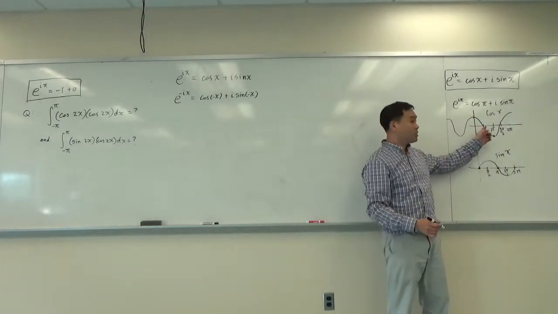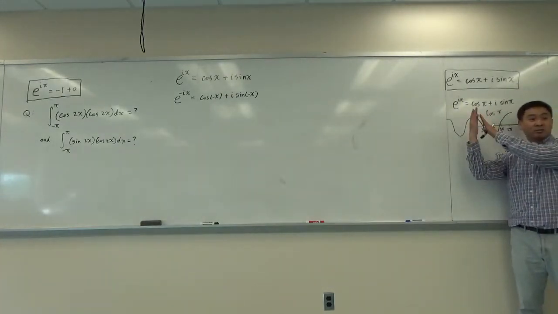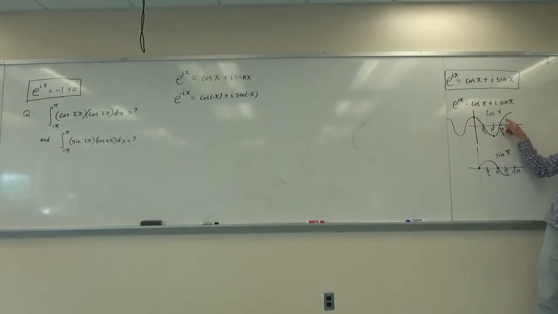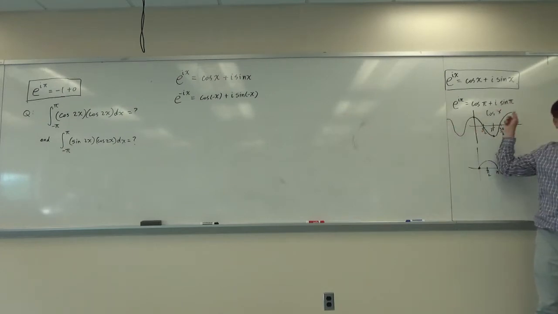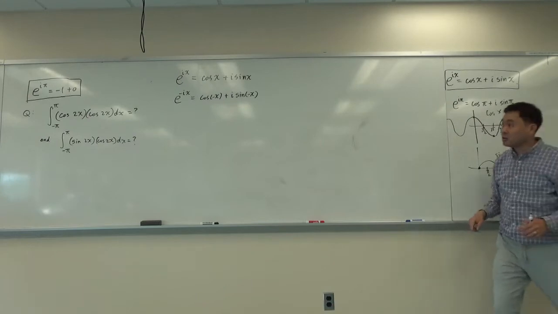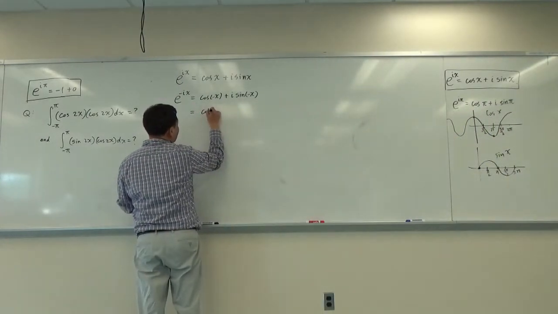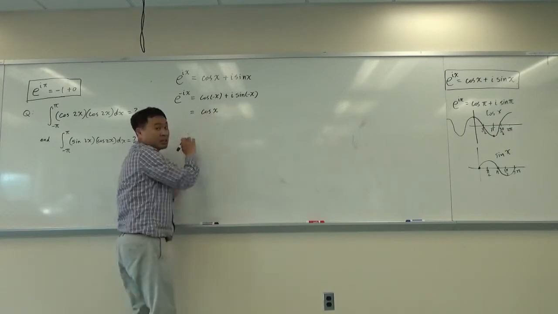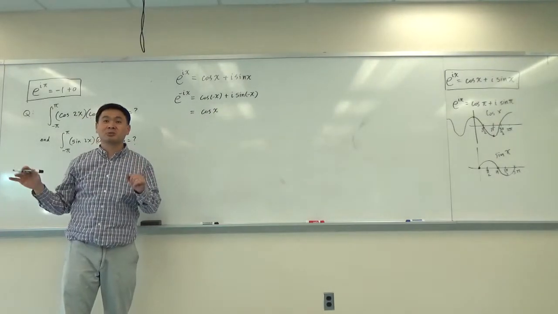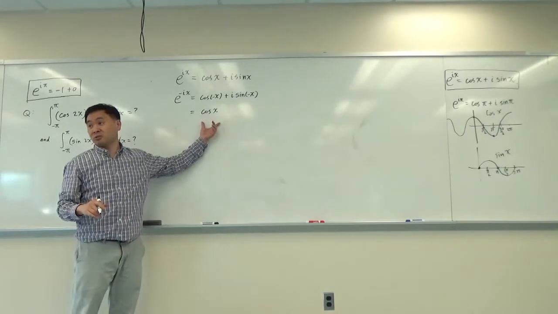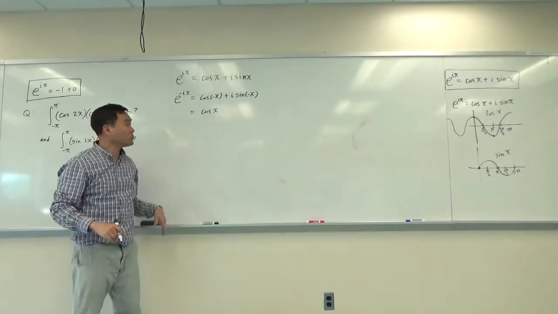You see the graph folds nicely along the y-axis, right? So if you look at the value of cosine x and cosine negative x, they agree. They're the same value. So cosine of negative x is the same as cosine of x. And by the way, any function that satisfies this property is called, anyone know? It's called an even function. You heard of that, right? So cosine is an even function.